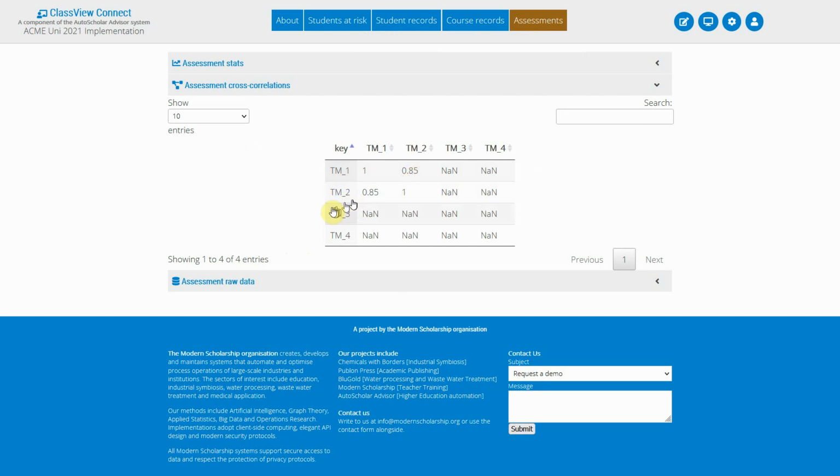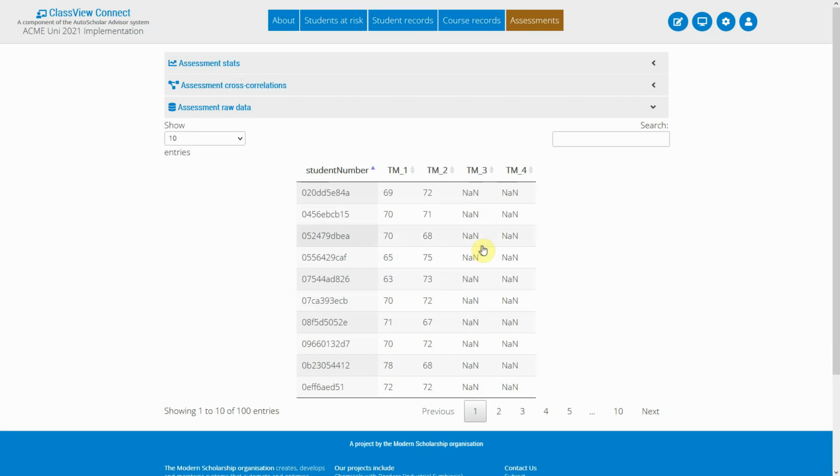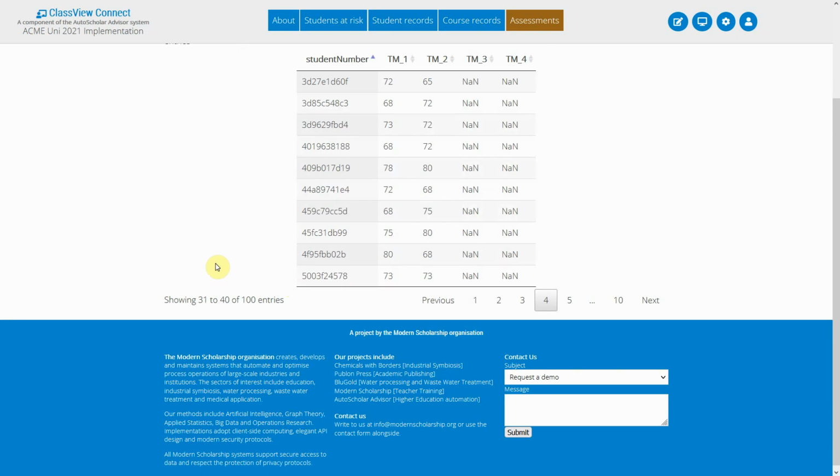So that's some indication that, for academic reasons, the students' results are what they are. So you can look at correlations, and then of course you can go to the raw data as well. So again, you would normally have the student number here if you are not anonymizing as I'm doing, and you can review the actual results.